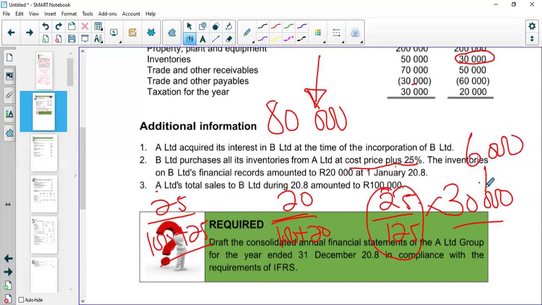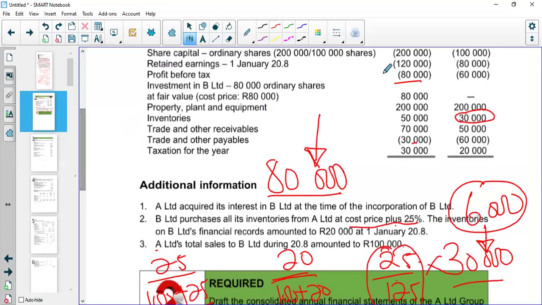Sitting in these inventories, which is just profit sitting there. And where did the profit come from? So we need to eliminate it. We could come and say 80,000, the profit of the seller, the seller is the parent, and then minus 6,000. But we do not do it like that. We do it differently. The effect is the same, but we don't do it like that.